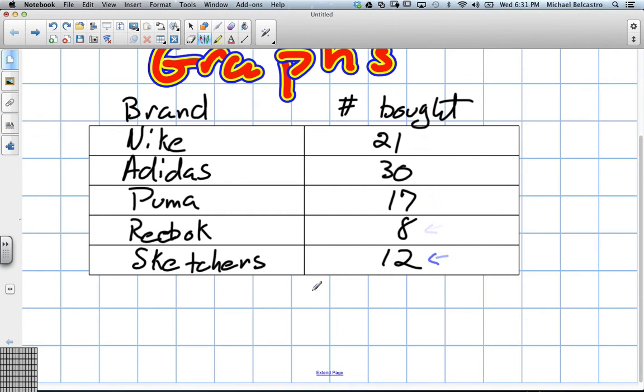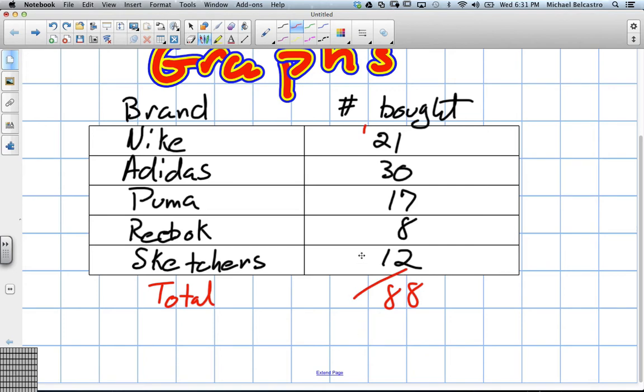Now, the first thing we're going to have to do is actually figure out the total number of shoes they've sold. That's right. So we're going to have to add everything up. So give us a total here. In the ones column, 2 and 8 is 10, 7, 18. Carry the 1, this becomes 6, 7, 8. So it looks like they've sold a total of 88 shoes.